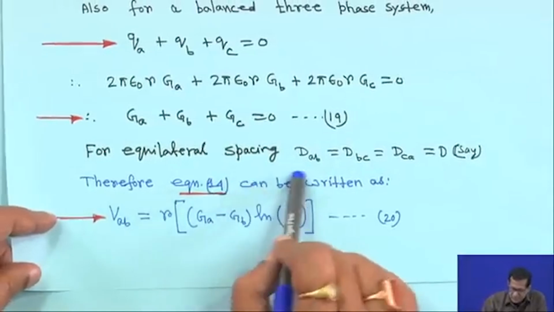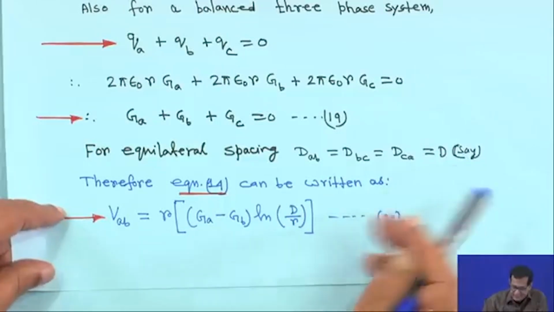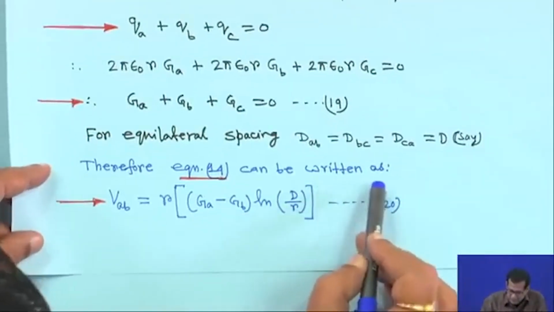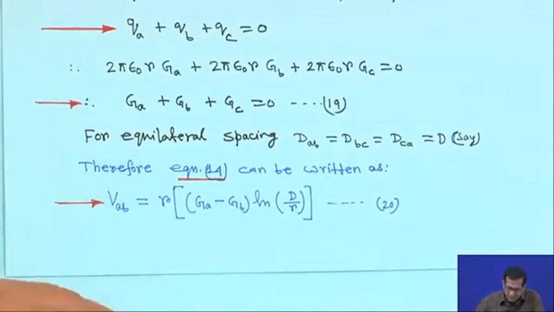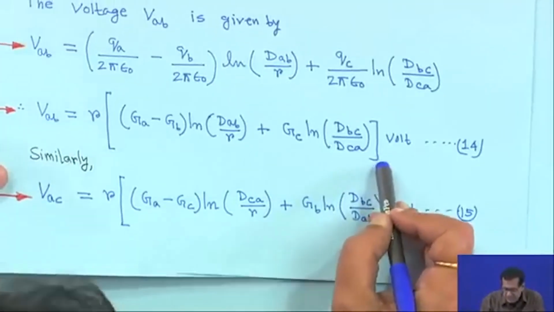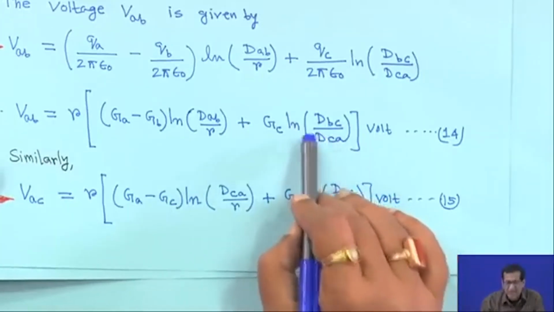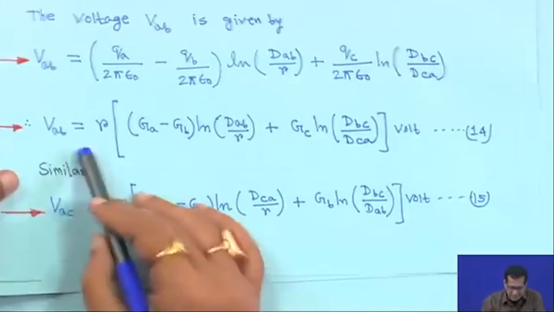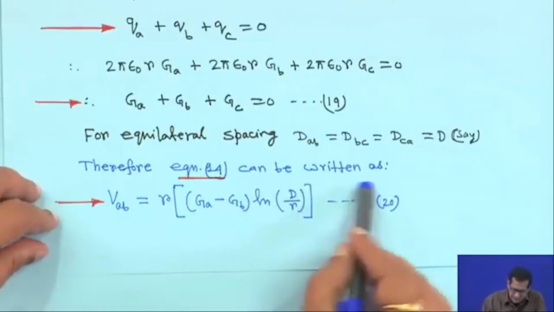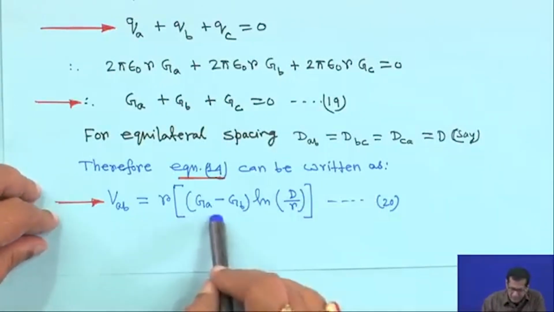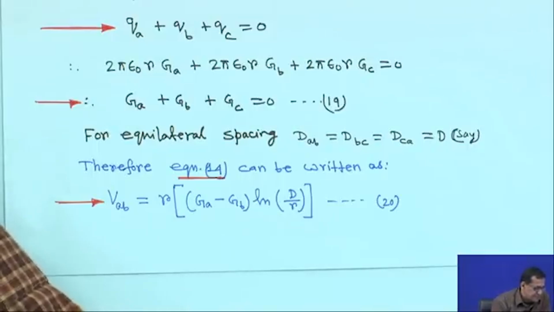Now, if you assume equilateral spacing, as a special case, say DAB is equal to DBC is equal to DCA, then equation 14 can be written as follows. Because all are the same, DAB, DBC, DCA all are the same, so D upon D, this term will vanish, it will become 0. Similarly, here also this term will vanish for VAB. So in equation 14, VAB can be written as R into GA minus GB ln D upon R, this is equation 20, right.